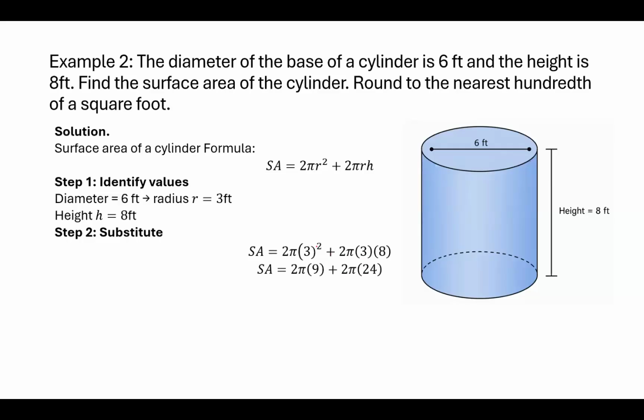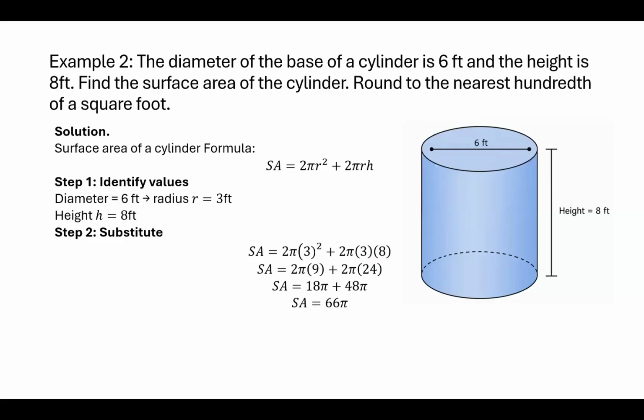Remember, do PEMDAS first, exponents first. 3 squared is 9, 3 times 8 is going to be 24. And then 2 times 9, you could actually multiply the 2 and the 9 and leave the pi at the end. So this is 18 pi. Similarly, 2 and 24 would be 48, and leave the pi on the right. And these are similar terms, so you can actually add them. So the exact area is 66 pi.